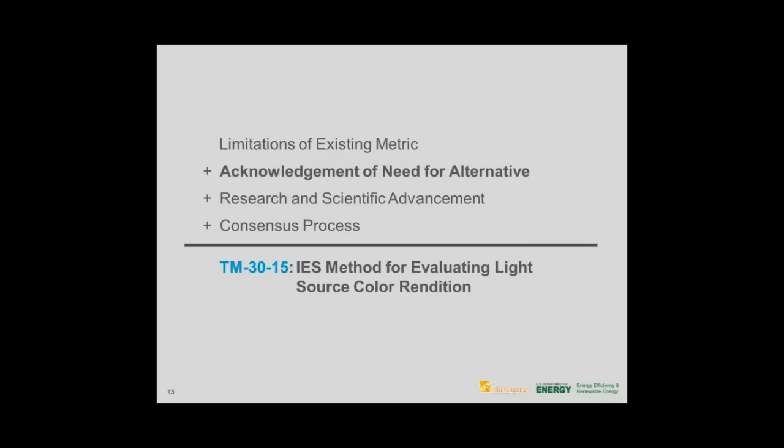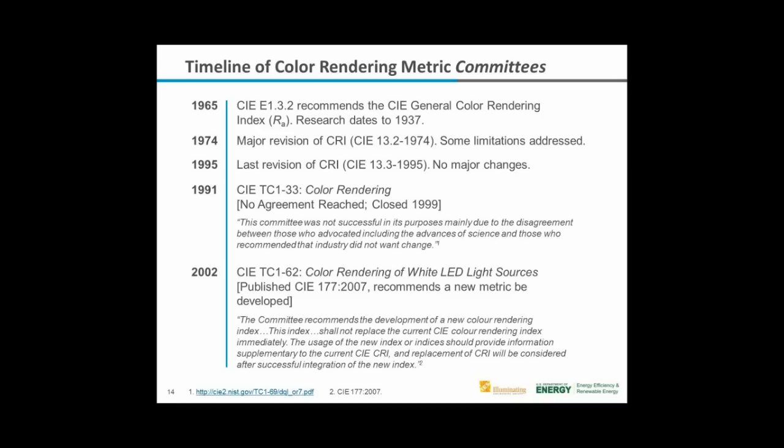So moving on now to the second part of this equation, the acknowledgement of need for an alternative. For this section, I'm going to present a little timeline here. So if we look, the first three entries on this timeline are the history of CRI. It was formally adopted in 1965, but the research actually dated back to 1937. And if we think a little bit about that time period, essentially fluorescent lamps were the main competitor to incandescents for interior lighting, and computing power was much less than it is today. So it's a very different situation in which this was developed.